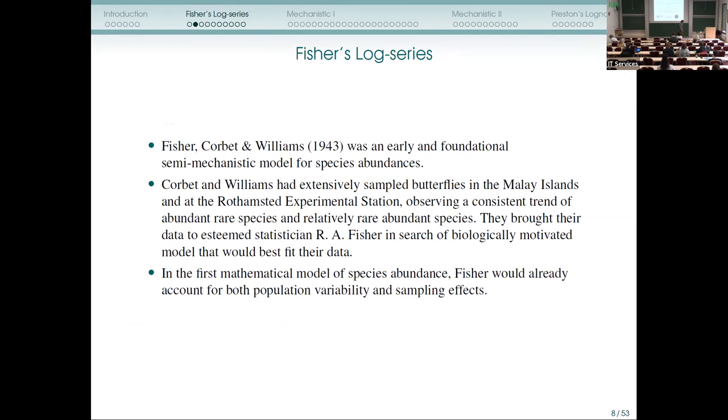So Corbett was a field ecologist. He went about in the Malay Islands sampling butterflies. And he collected exactly the kind of plot data that I just showed you, this idea of how many species of butterfly, how many representatives of each species there were. Williams did the same thing, only he did it at a field station. He was working with light traps and basically had similar counts, just right here in the UK, of the number of species of butterflies and moths that he collected in his traps in the field site.